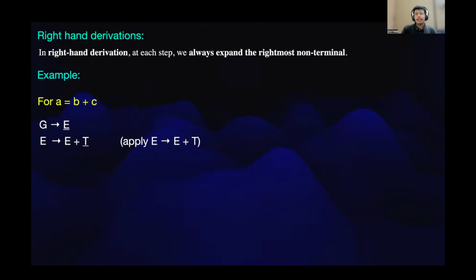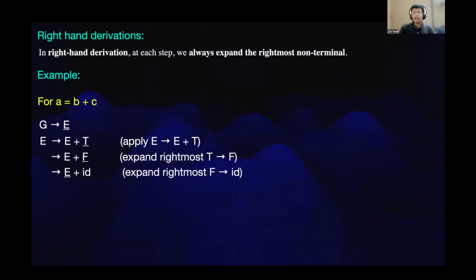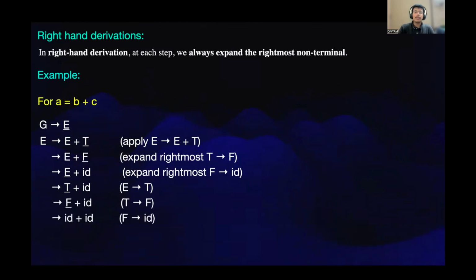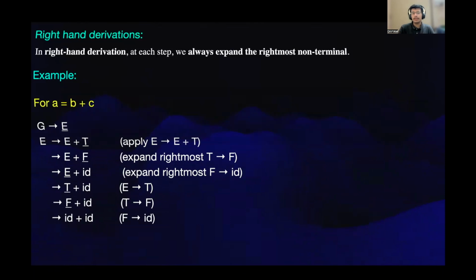Here T is converted into F, since we are expanding the rightmost non-terminal. Then F gets converted into id. Now E is the rightmost non-terminal. Now E gets converted into T, then T gets converted into F, and F finally gets converted into a constant, which is denoted by id.